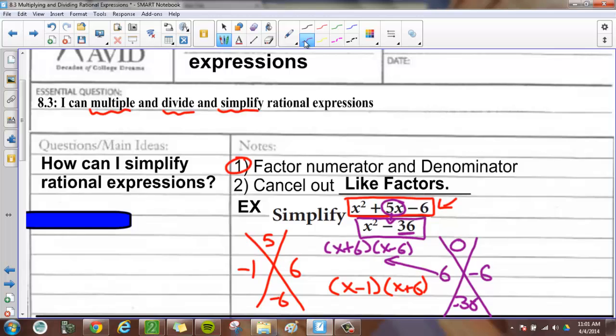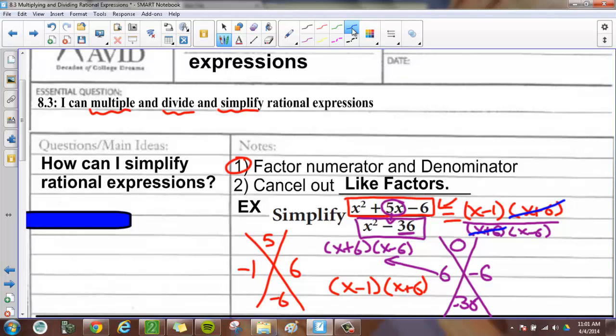Okay, so let's rewrite this in the formula that we had. We have the top, which is x minus 1 times x plus 6, and the bottom, the purple, which is x plus 6 and then x minus 6. Now, is there anything we can cancel? Any factors that we can cancel? Of course there are. You can see them right here. We have this x plus 6 that cancels with that x plus 6.